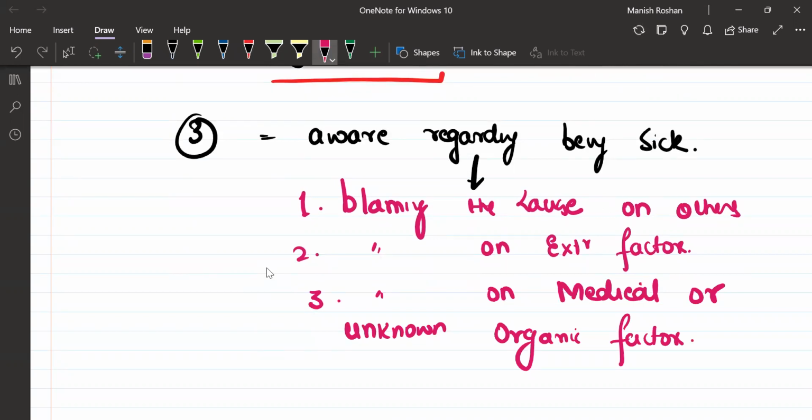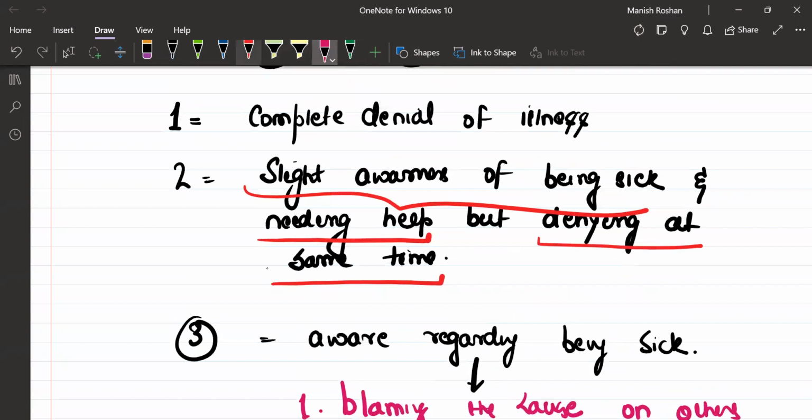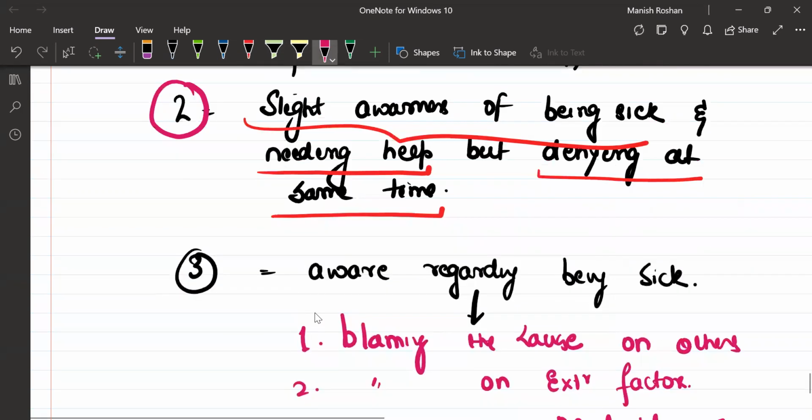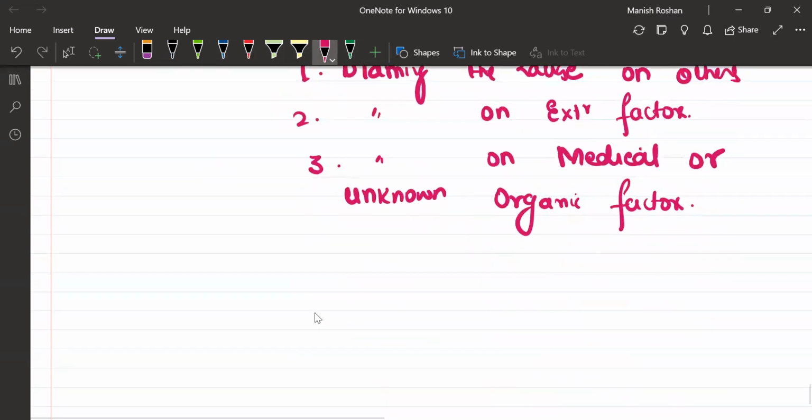The individual will say that he or she is ill, but the cause is that someone has done black magic on them. Someone from outside is doing something as a result of which he or she is sick, or would be blaming it on some unknown organic factors. The individual might say that he doesn't know what is causing him to be ill, but he is ill. As opposed to the second one, where there is slight awareness of his sickness, and he might say that he needs help, but upon deeper interrogation, he will deny the need for treatment.